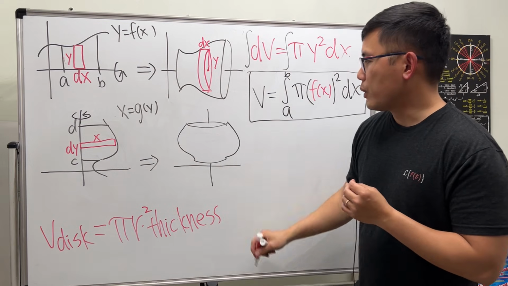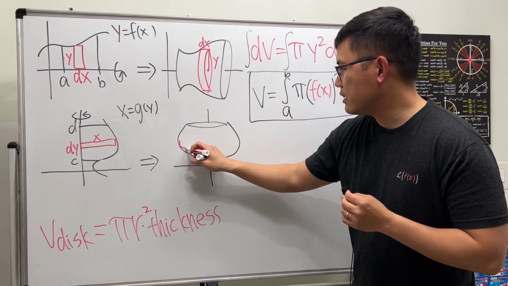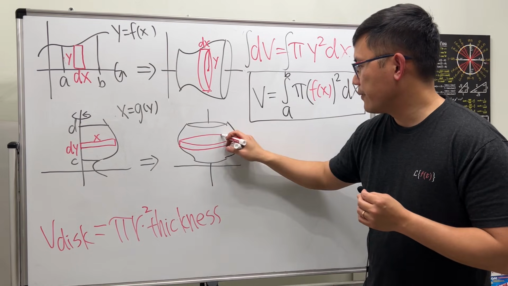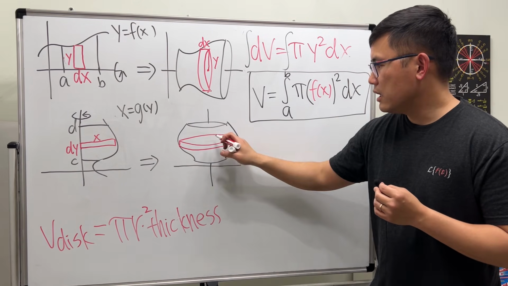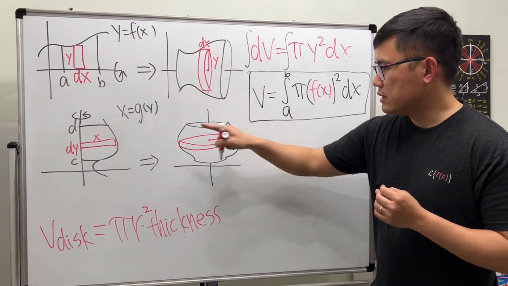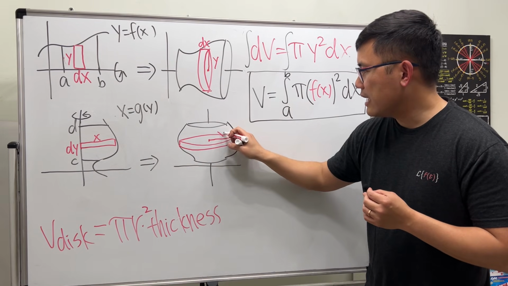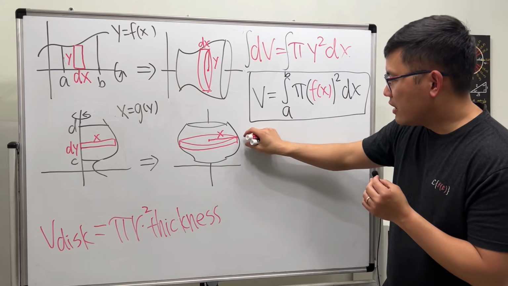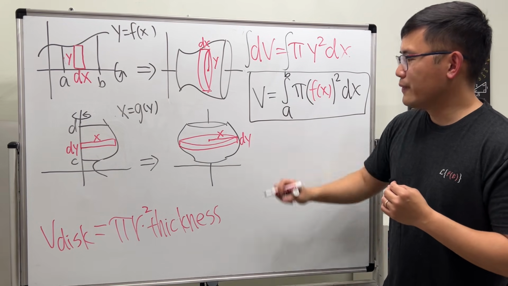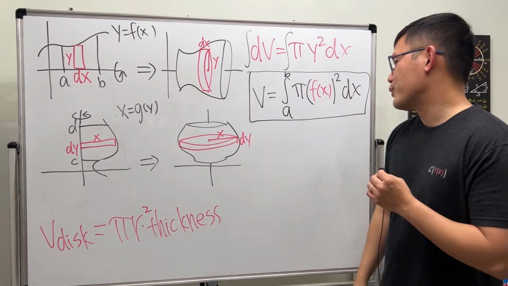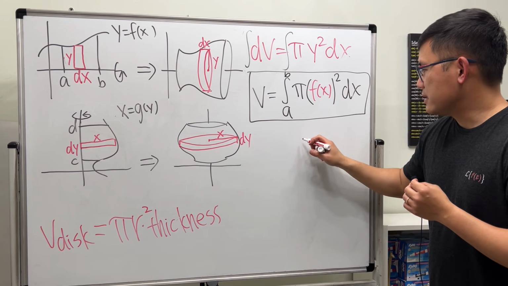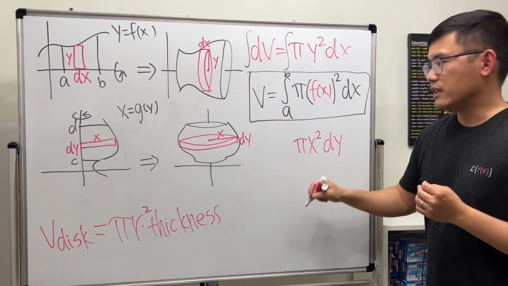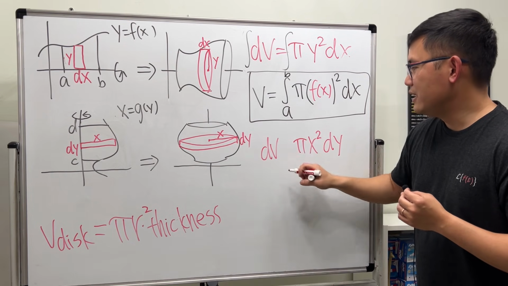Rotate this horizontally. This time we will have a disk that looks like this. And as you can see, from here to here, which is the horizontal distance earlier, that's still x, and that is the radius of this disk. And then the thickness is the dy. So for this volume right here, we can write that down as pi x squared times dy. And once again, this is just a small change in the volume.